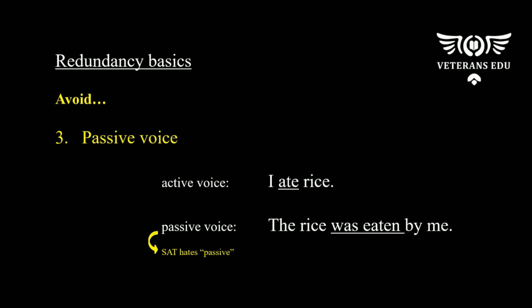This type of construction is sometimes the answer in dangling modifier or parallelism questions. However, in the conciseness redundancy questions, you should avoid passive answer choices.